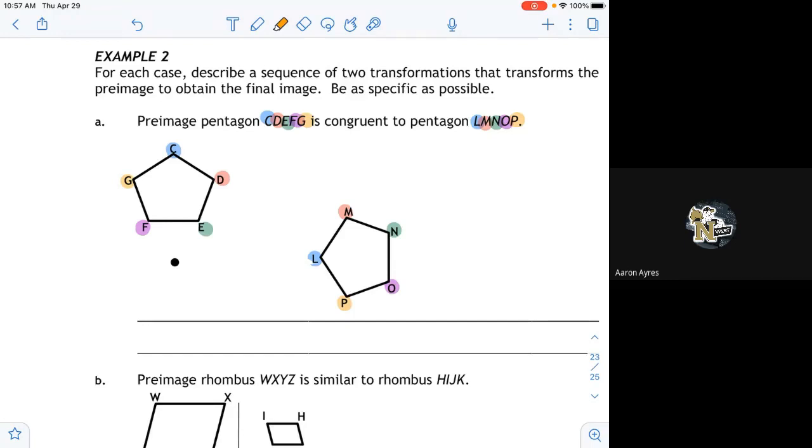Okay, you guys ready to go? I want you to talk about it in groups, okay? What two transformations do you think I did on the pre-image to get the final image? And note that they are congruent, okay? That should help you out a little bit. Good.